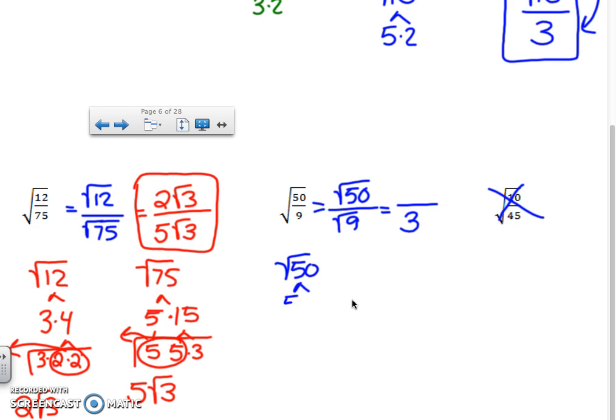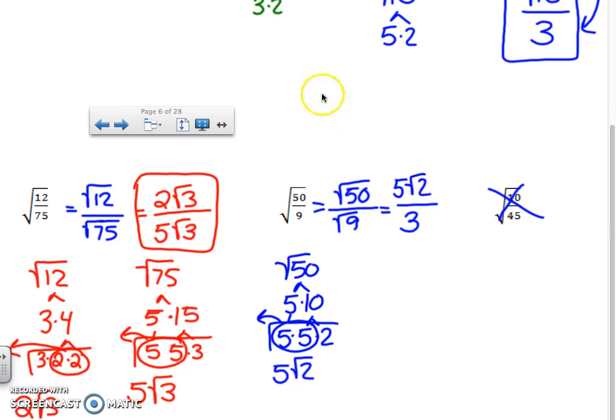So 50 would be 5 times 10, and then 10 is 5 times 2, with a 5. So I have a pair of 5's. I'm going to take them out and write them once. And then I would get 5 root 2. So now that is what is on top, 5 root 2. And since I cannot reduce this fraction right here, I would leave it.